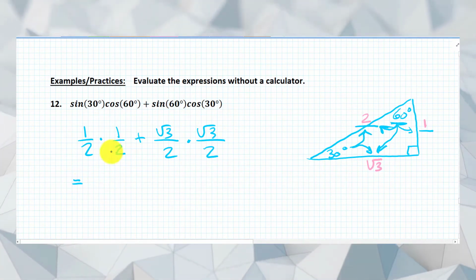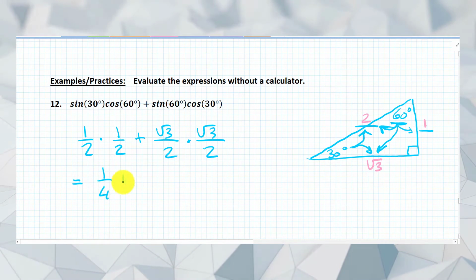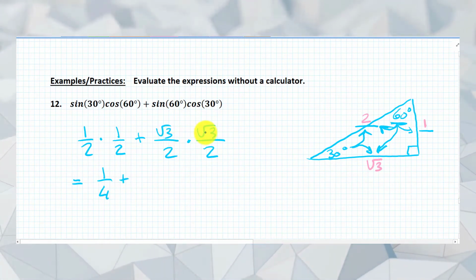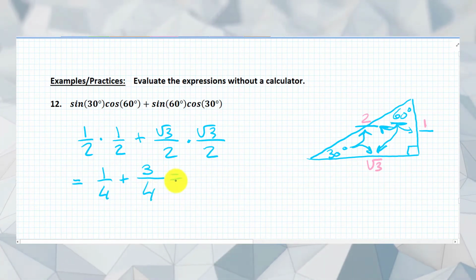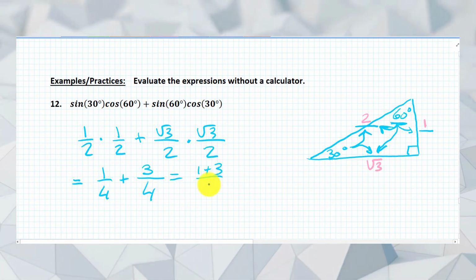So what is this? This 1/2 times 1/2 is 1/4 plus square root of 3 times square root of 3 is 3. 2 times 2 is 4. 1/4 plus 3/4 is 1 plus 3 over 4, which is 1.